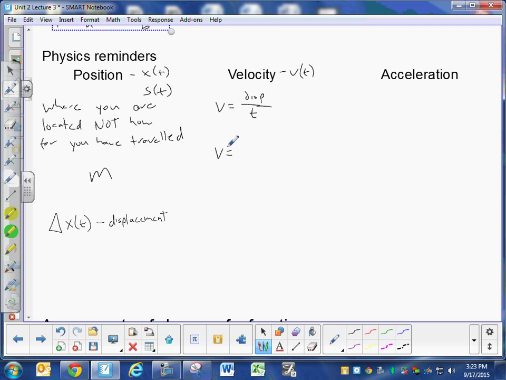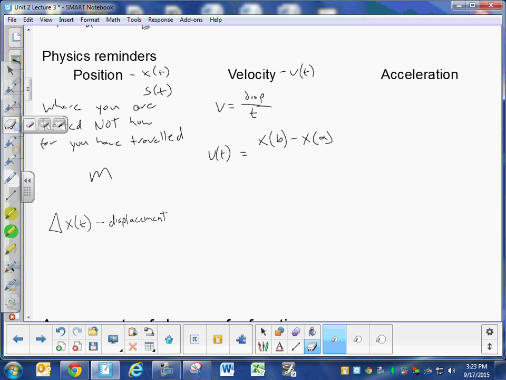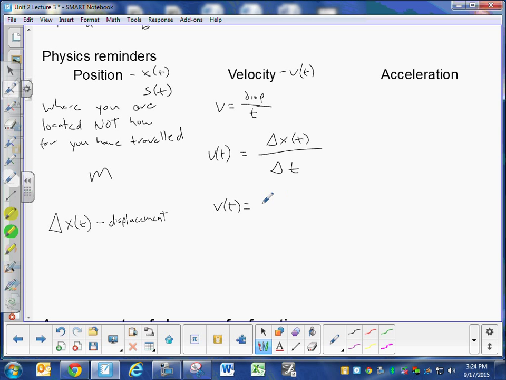We would say v of t is equal to the change in my x of t's, which is my position. Let me use the delta first, and then I'll move it down to the other. So the change in my x of t's, you don't have to erase anything. We'll just put it down over the change in time. How else can I write that? Well, guess how we're going to be able to write it. It's just the average rate of change, or the slope of my position.